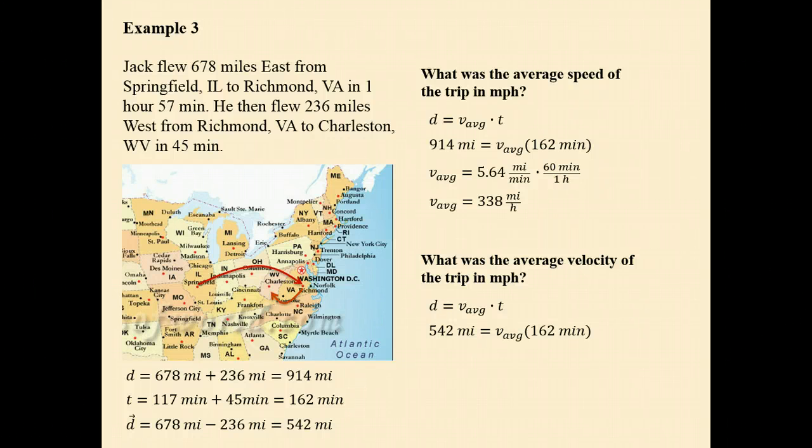Plugging that value into d equals v times t, along with the same total time of 162 minutes, we find that the average velocity for the trip is 3.35 miles per minute. Or, placing that into miles per hour by multiplying by 60, we get 201 miles per hour. And this is positive, and you can see from the first part of the problem, we assigned east as the positive direction, so this is 201 miles per hour to the east.